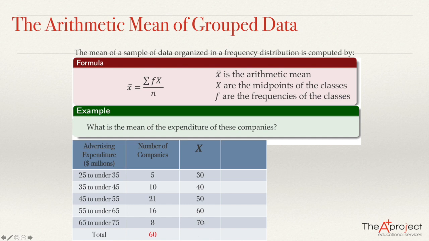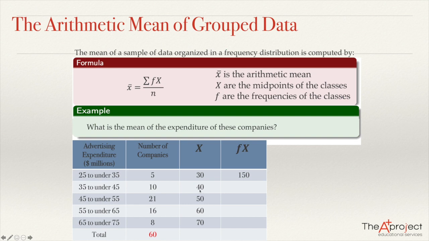So you fill the column for the midpoint, and now you need to fill the column for the product fx, the frequency times the midpoint. So let's make computations here in another column for fx. So the frequency times x, 5 times 30. 5 times 30, this is 150. I'm going to put here 150.